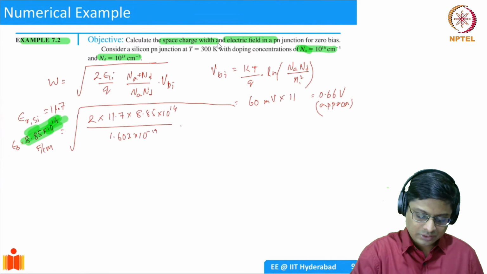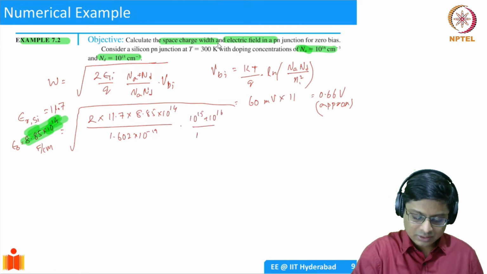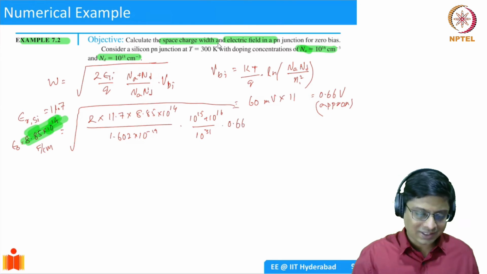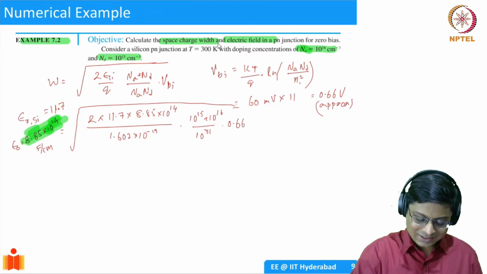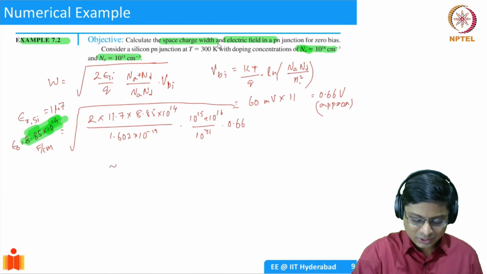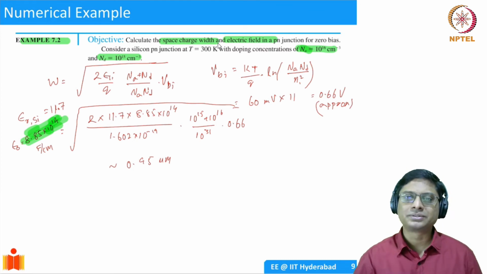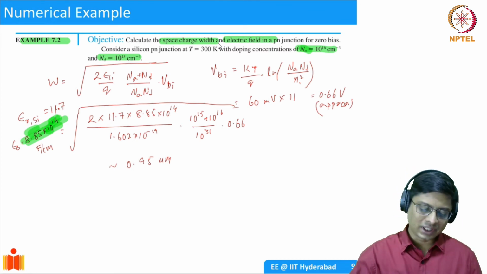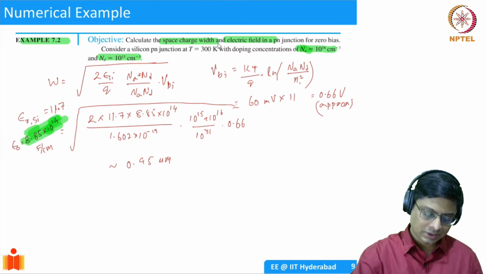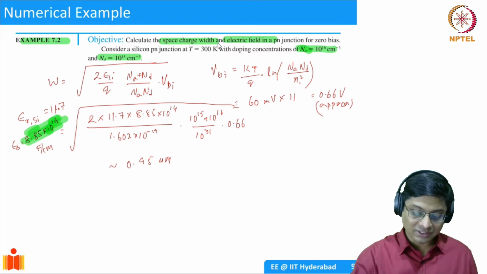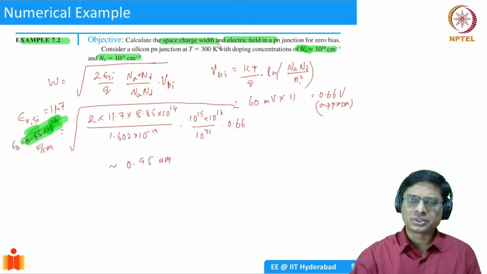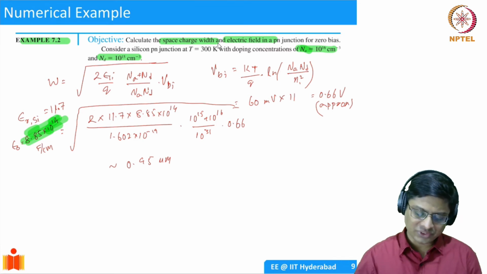Okay, so this is going to be 10^15 plus 10^16 divided by 10^31 times 0.66. I'm not going to calculate this, but I just saw before the class, I think this turns out to be about 9.95 micrometers. And this is essentially a typical number for depletion widths. So this was 10^16 and 10^15. You will see that if you compute for multiple concentrations, it's a typical range.